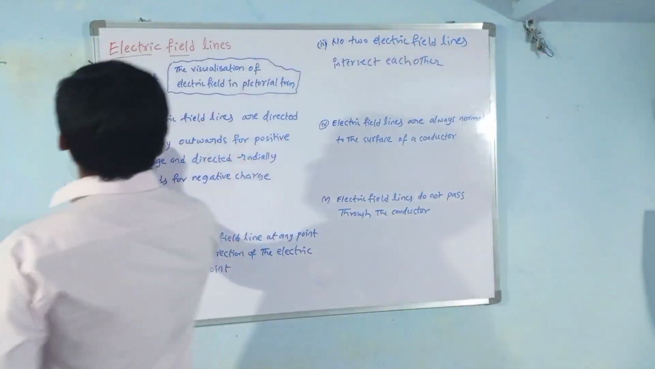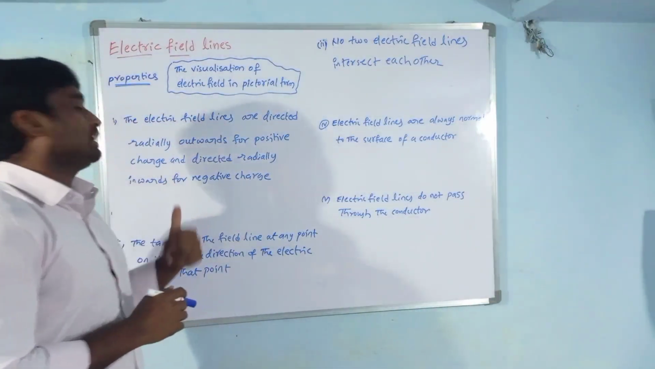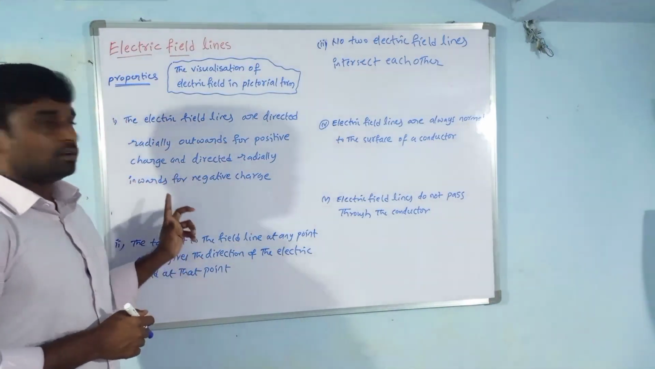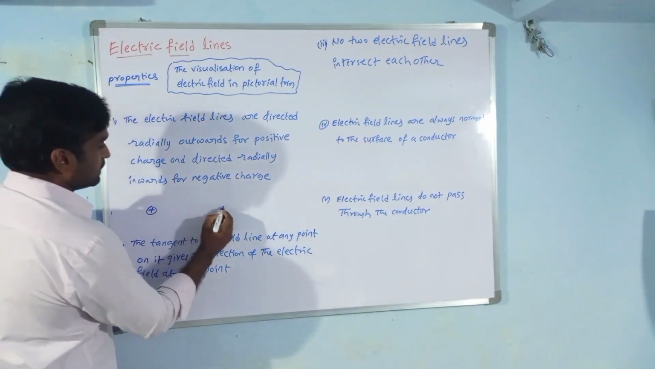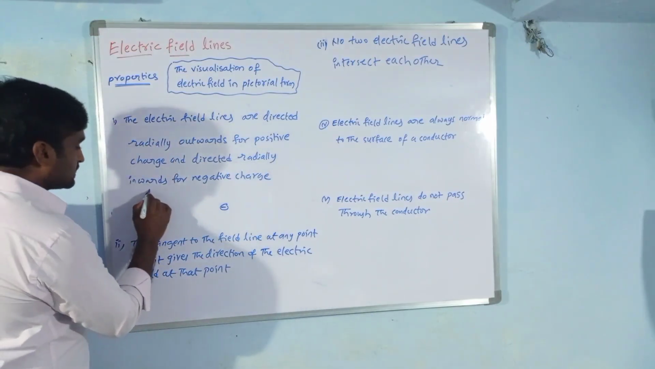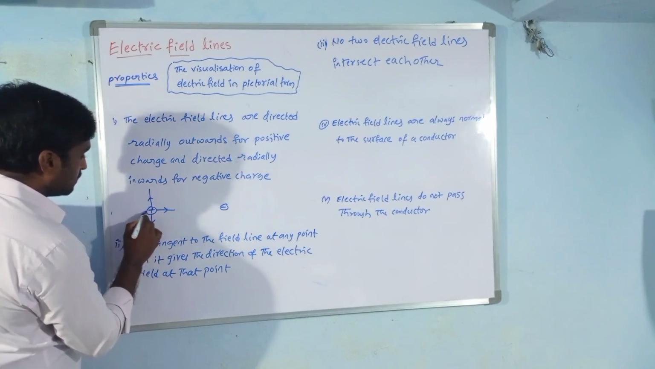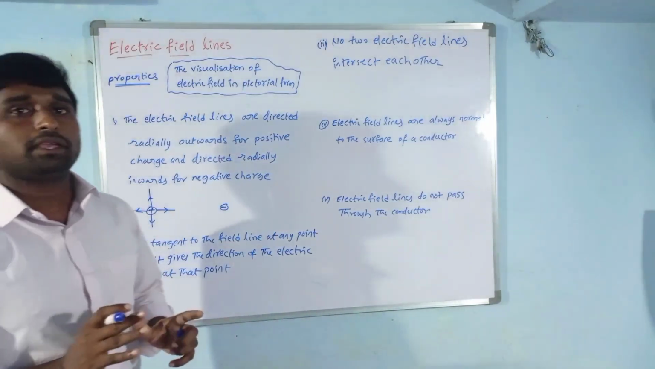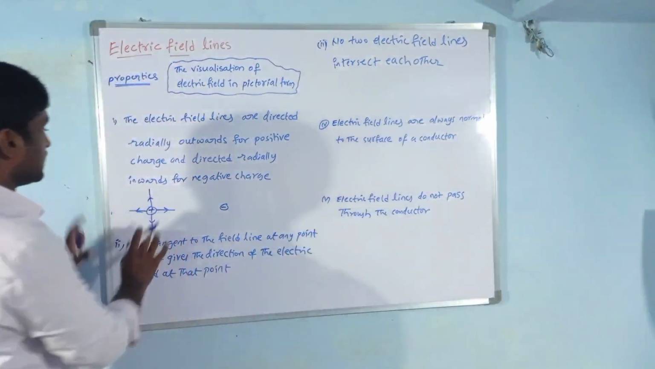What are those? The first property is that electric field lines are directed radially outwards for positive charge and directed radially inwards for negative charge. So this is a positive charge, this is a negative charge. The electric field lines are directed radially outwards for positive charge. These are the electric field lines. Electric field lines may be straight lines or curved lines. So these are the straight lines.